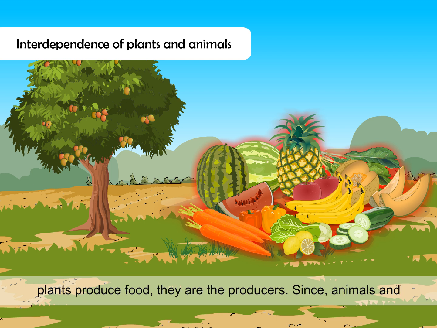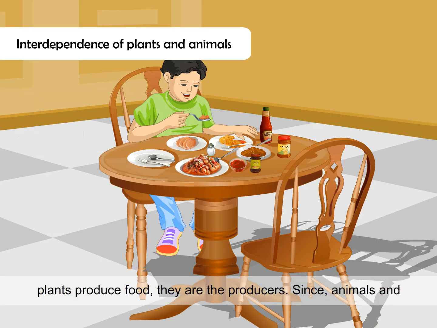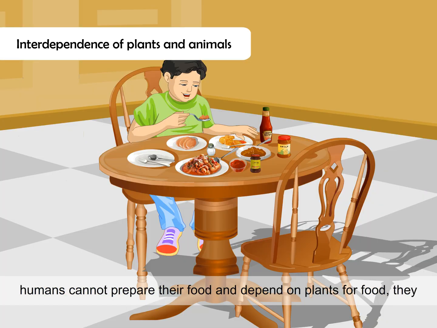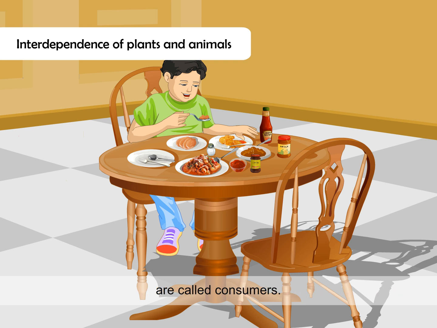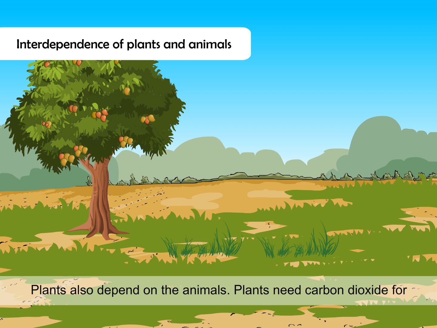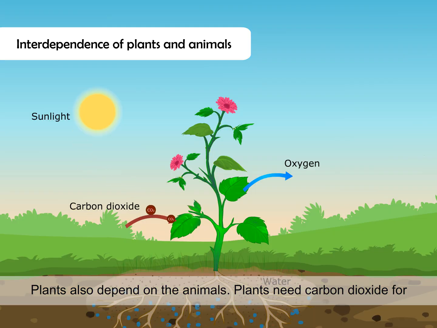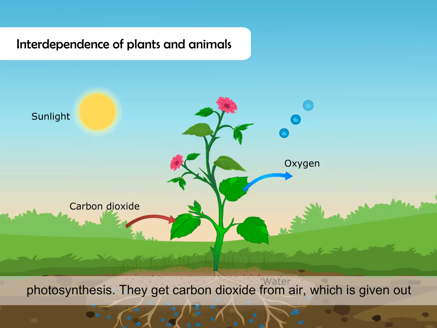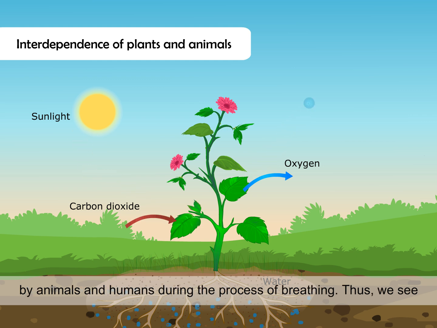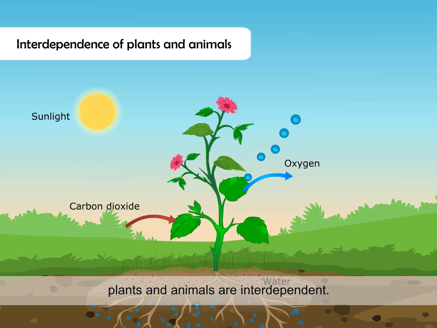As you know, plants produce food. They are the producers. Since animals and humans cannot prepare their food and depend on plants for food, they are called consumers. Plants also depend on the animals. Plants need carbon dioxide for photosynthesis. They get carbon dioxide from air, which is given out by animals and humans during the process of breathing. Thus, we see plants and animals are interdependent.